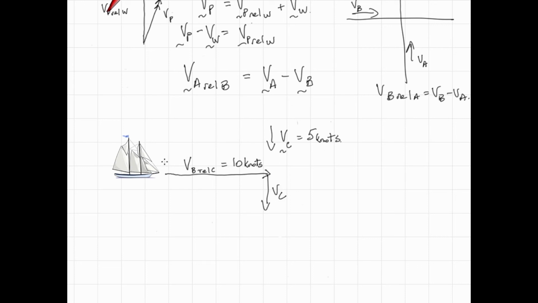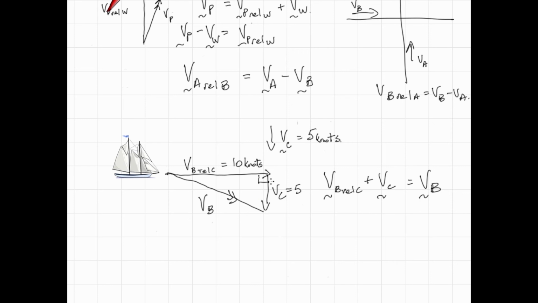So this is going to be the velocity of the current, equal to 5. This will be my velocity of the boat. So the velocity of the boat relative to the current plus the velocity of the current is equal to the velocity of the boat, just by using triangulation and adding tip to tail. We can find the magnitude.